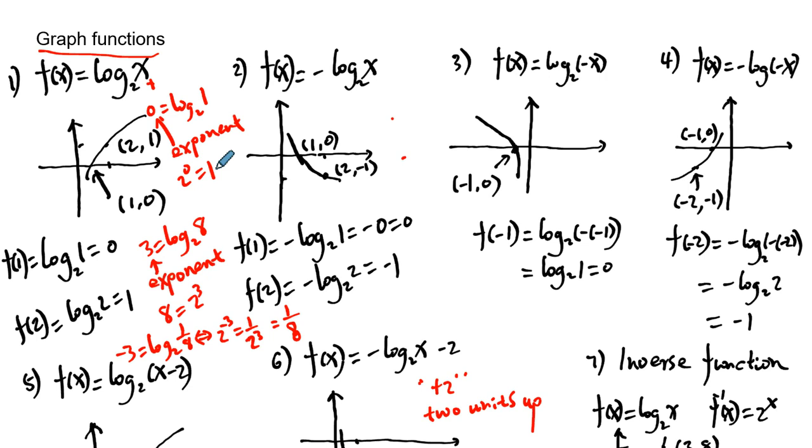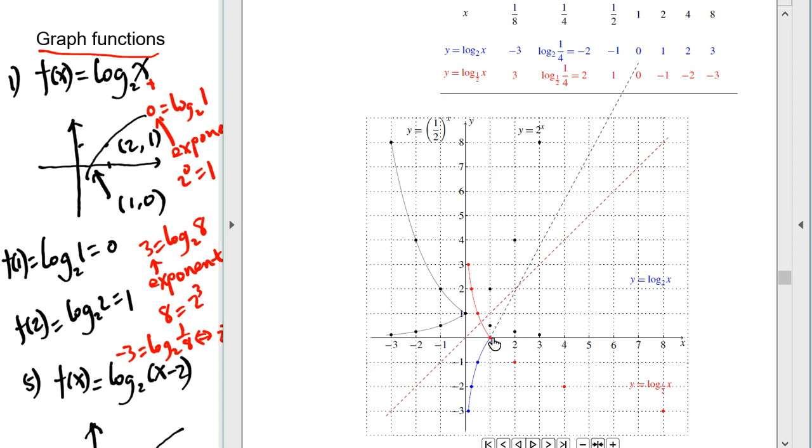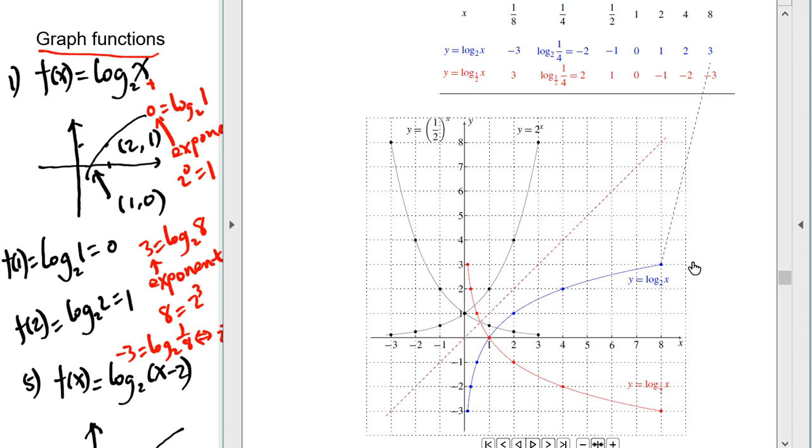That's why for any base, log of 1, you always get 0. Log base 5 of 1 is 0. Log base 10 of 1 is 0. So for the logarithm function, every logarithm function's graph goes through this point 1, 0. It's like every exponential function goes through 0, 1. So you can see this animation.